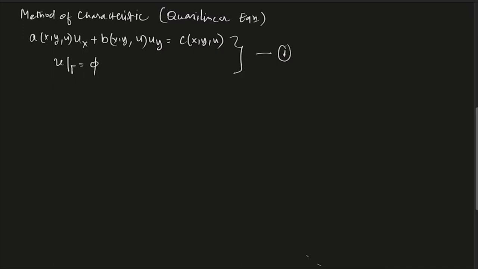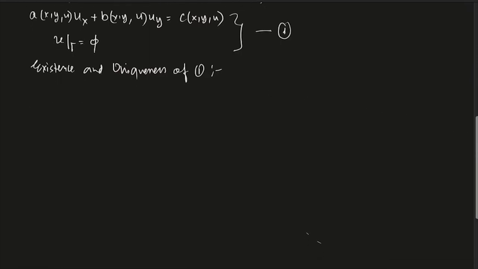Right. I want to solve this equation. So I want to study the well-posedness of one. So essentially, in this case, whenever I say well-posedness, I mean only the existence and uniqueness part. Existence and uniqueness of one, that is what we need to understand. Okay, so first of all, let us understand that given any equation like this, can we always expect that there is a solution for it?